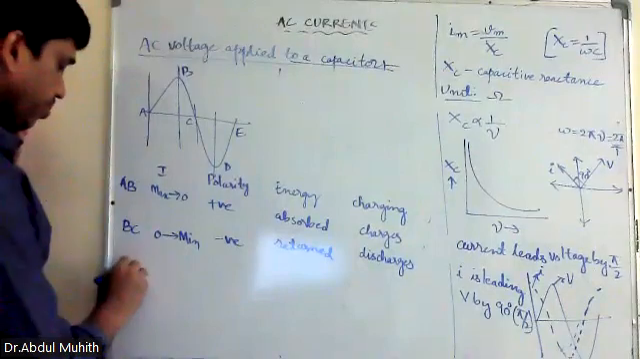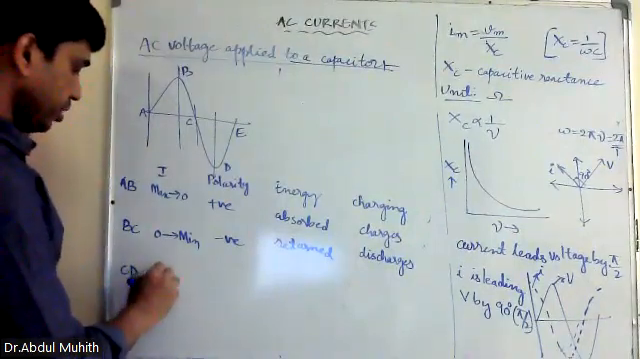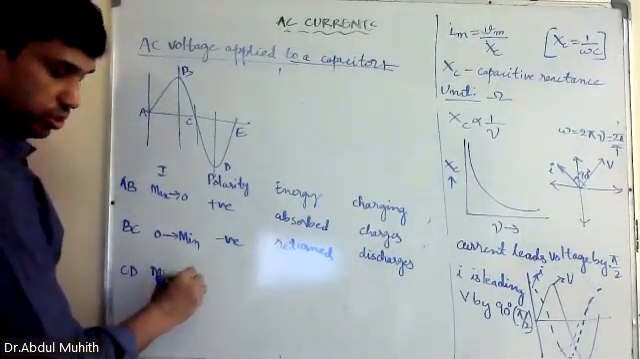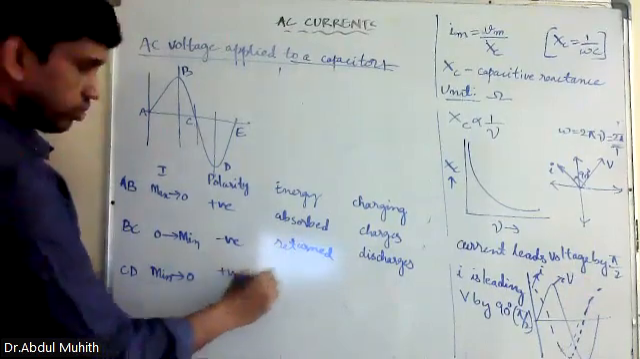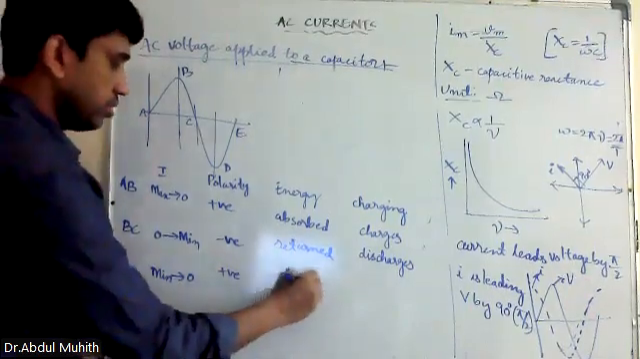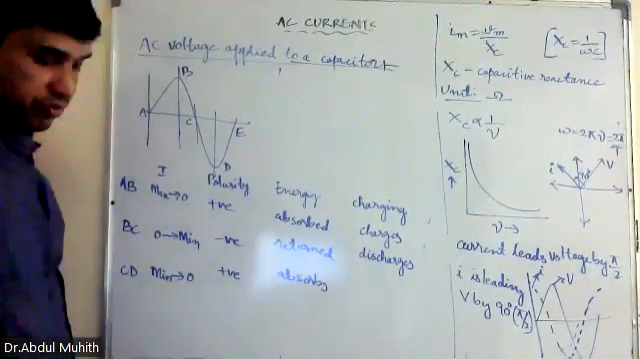Then C to D. Minimum to 0. And then what happens? It is positive. Then it absorbs again, and after that, it charges again.